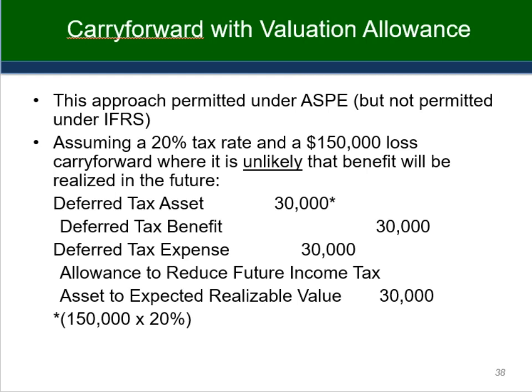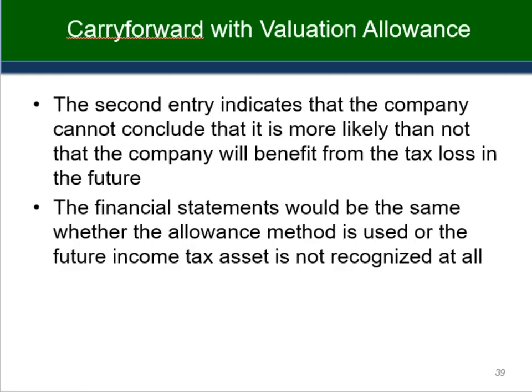So in this case, we don't think we're going to receive any of it. It's possible we might think it's likely that we would receive part of it, in which case the allowance wouldn't be $30,000. It would be something less than that. But in this case, we think it's unlikely that the benefit will be recognized at all in the future. The second entry above indicates that the company cannot conclude that it is more likely than not that the company will benefit from the tax loss in the future. But the financial statements would be the same because the amount of the deferred tax asset would be shown net of the allowance. So essentially it would be zero.